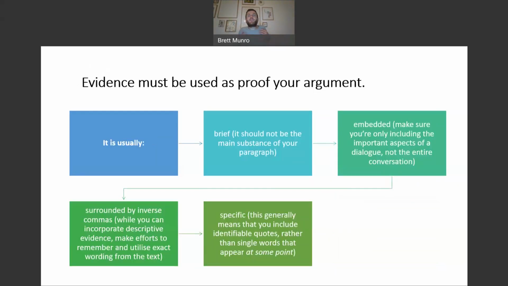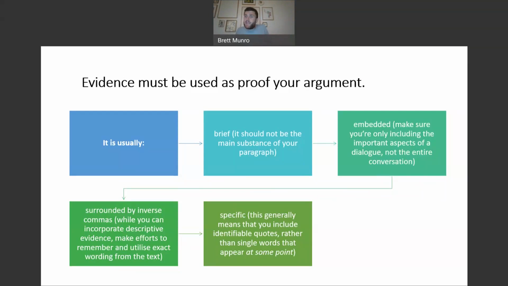Evidence must be used as proof of your argument. You're essentially trying to show and provide proof that your argument, that's your topic sentence, your contention, is supported by the text. It should be brief. It should not be the main substance of your paragraph. You don't want to have 15, 20 word quotes. You want to keep them nice and short, 2, 3, 4, 5 words.